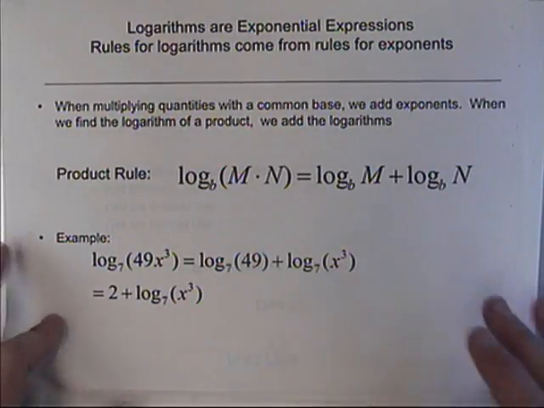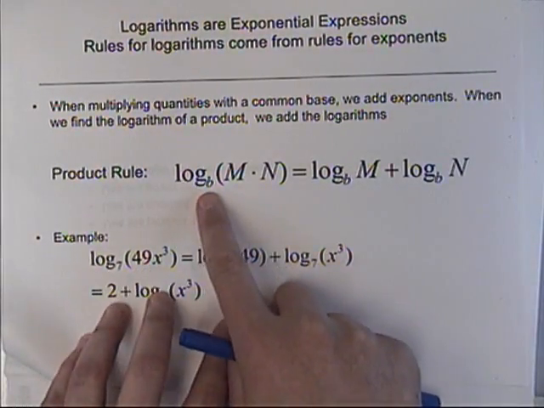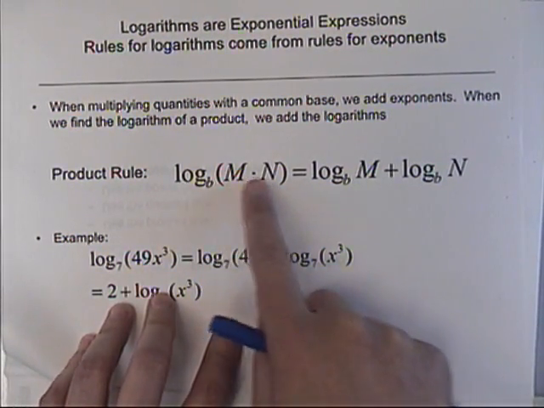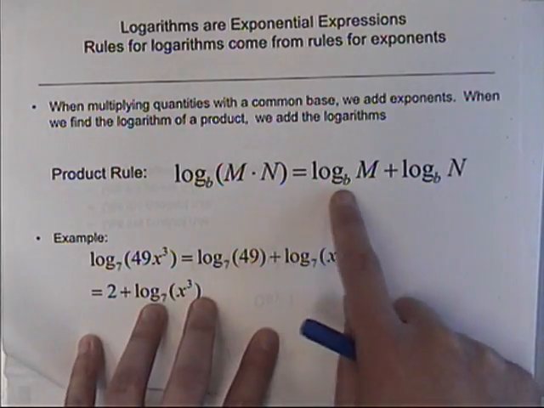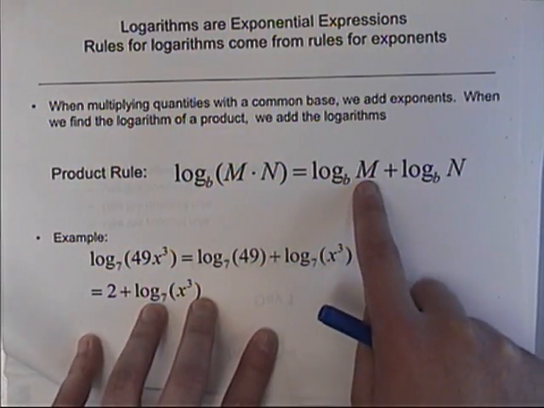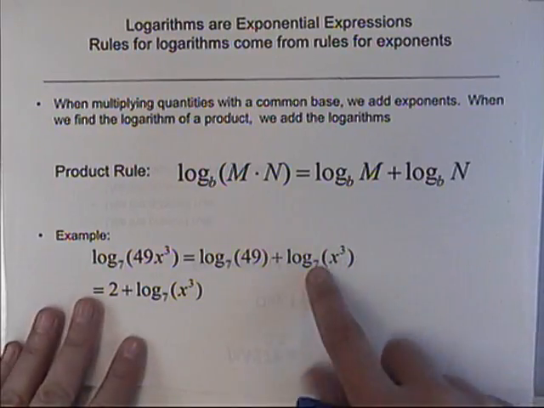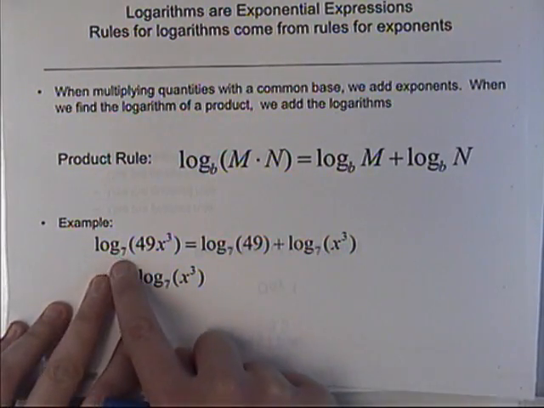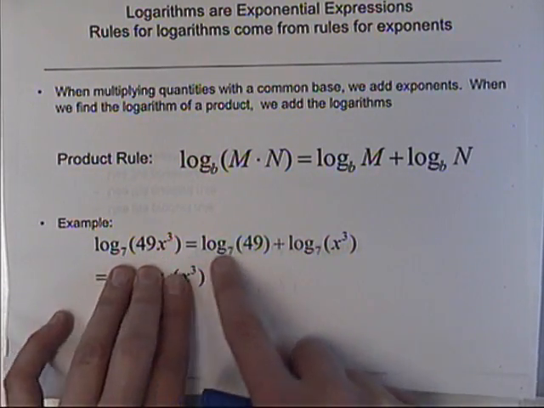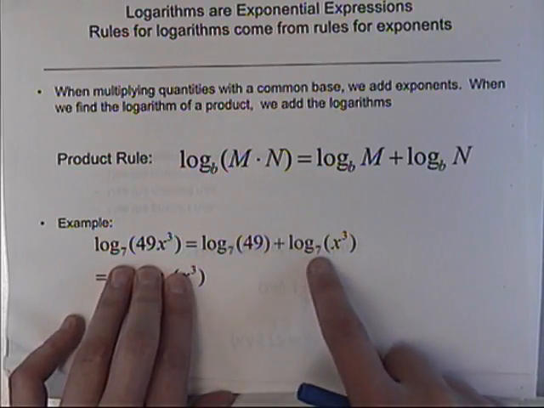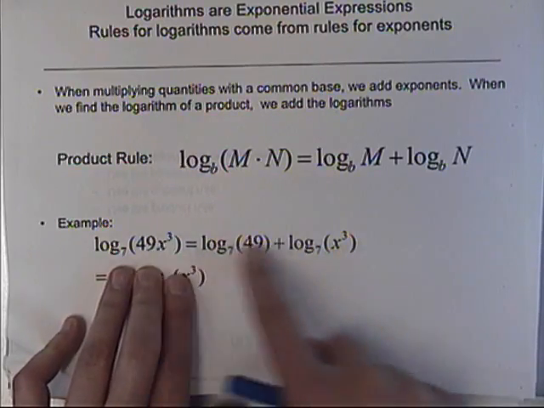Here's an example of the product rule. It says that if you take the log of 2 things that are multiplied together, that is equivalent to the log with the same base of the sum of them individually. So for example, log base 7 of 49 x cubed is the same as log base 7 of 49 plus log base 7 of x cubed. Now that's the basic property.